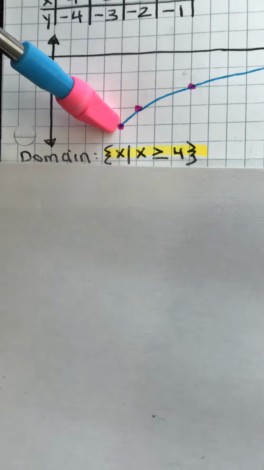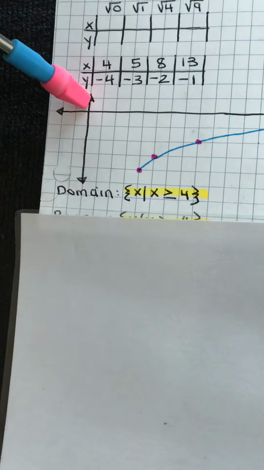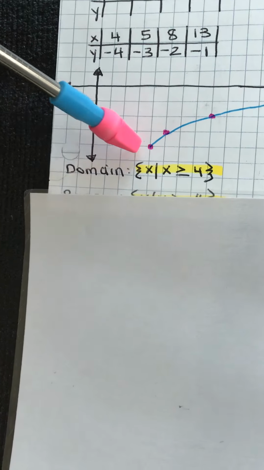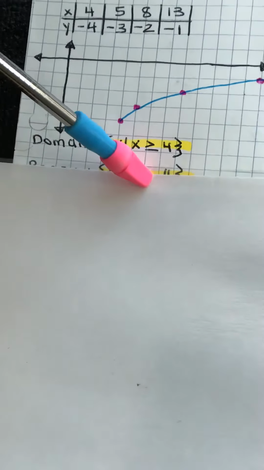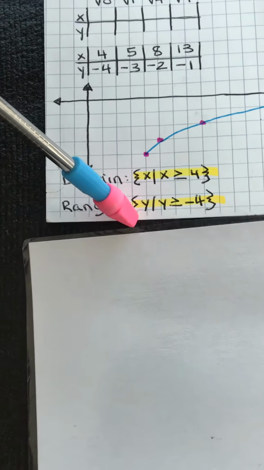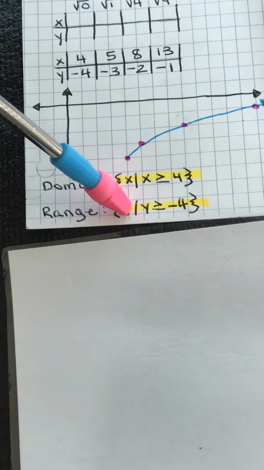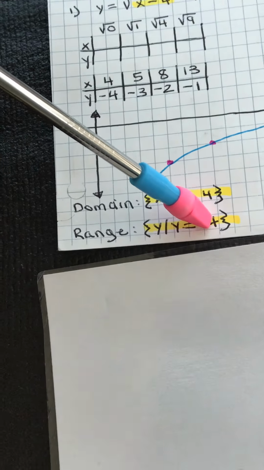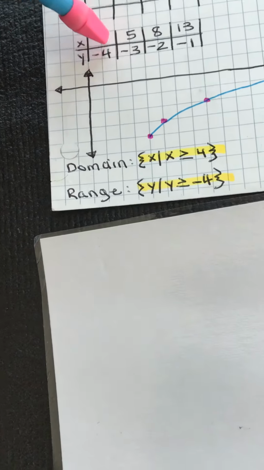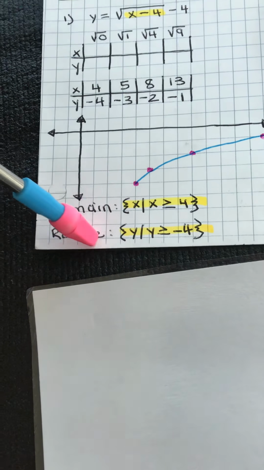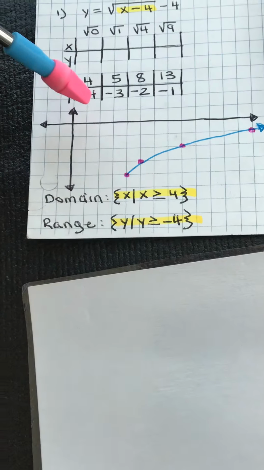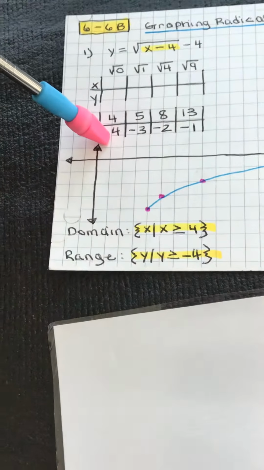Now this point right here, if I look at the corresponding y-axis, this point is on the negative 4, and all these other points are above negative 4. So my range is y such that y is greater than or equal to negative 4. These first two numbers on our table of values, you guys, give us our domain and range. That's the easy way to figure out domain and range. It's the first two numbers on your x-y table.